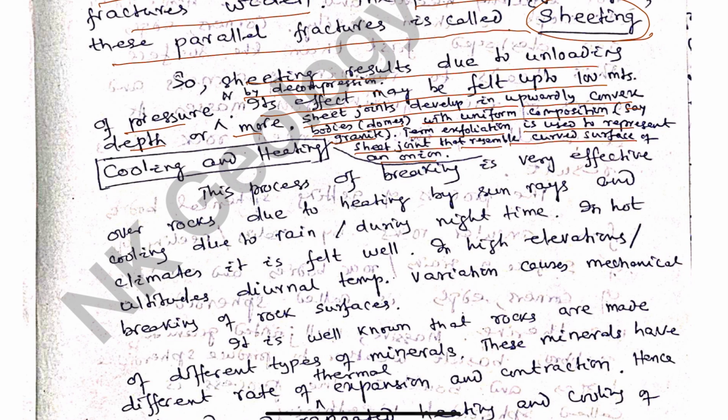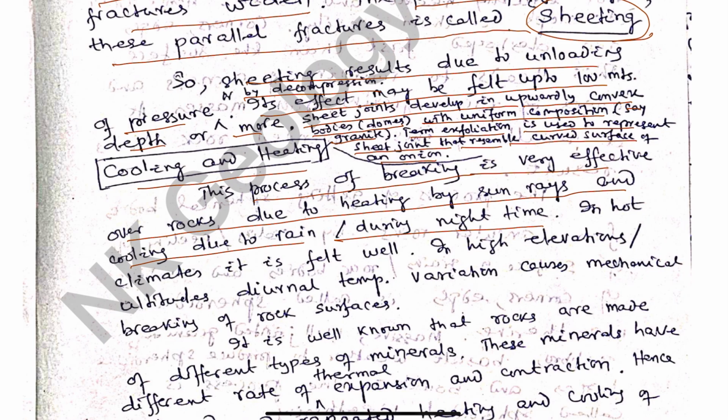So expansion due to unloading is a process. Next process is cooling and heating because of the sun rays. This process of breaking is very effective over rocks due to heating by the sun rays, and cooling due to rain or during night time. In hot climates, it fares well.